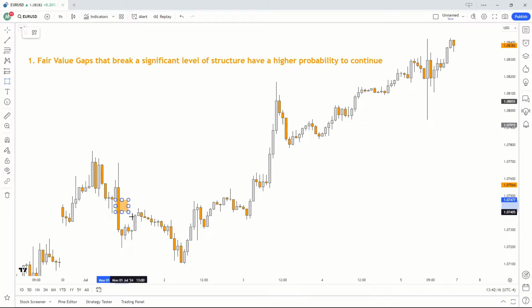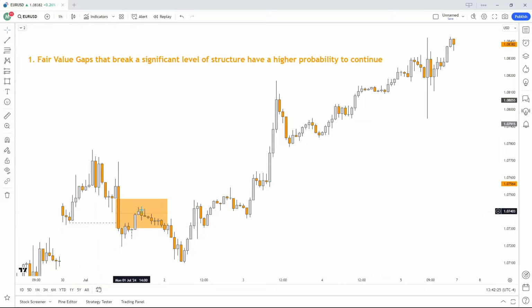Starting right here, we do have market form a fair value gap where we displace below this low. You could even say we displace below this low right here. So this fair value gap displaces below this low. We get a break in a significant level of structure. And as you can see, market comes, respects the fair value gap before taking the next point of liquidity.